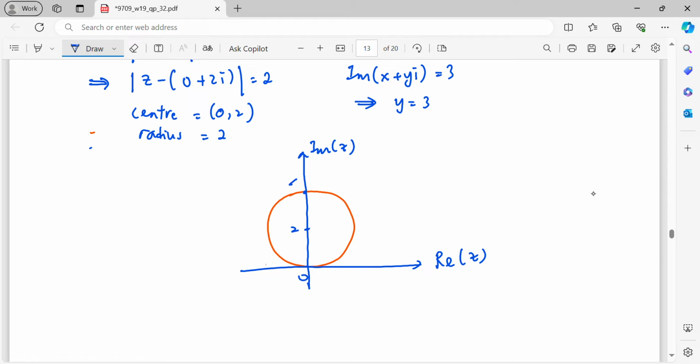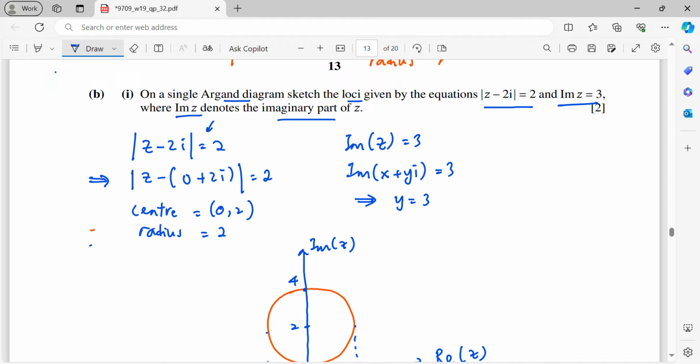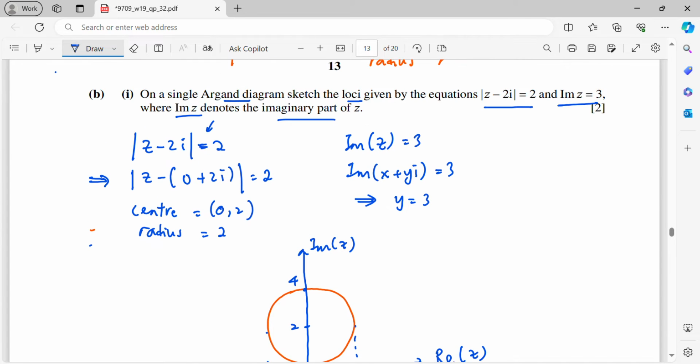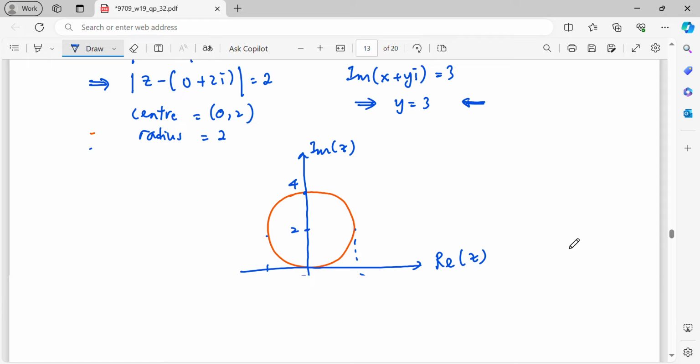That means here is 4. Okay, this is 2. Then here is minus 2. Right, so your modulus equals 2. There is an equal sign here, which means that it will be on the circumference of the circle. And then another locus is y equals 3. So y equals 3, let's say here.